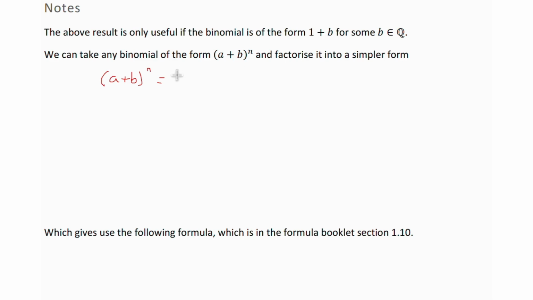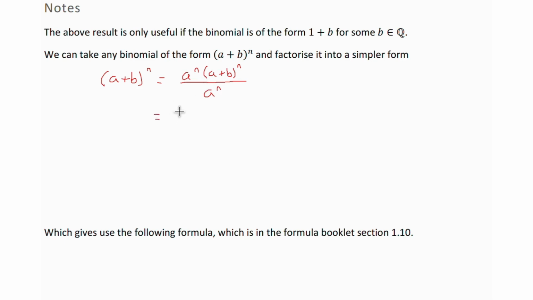So let's start with a plus b to the n. We're going to start by multiplying this whole thing by a to the n over a to the n. So we're multiplying by 1. So we haven't changed the value. Yeah?